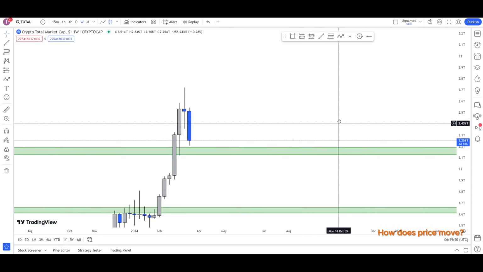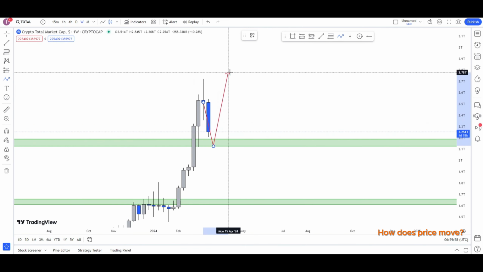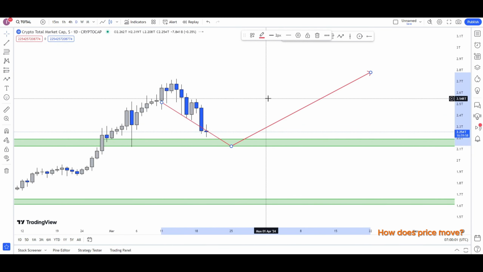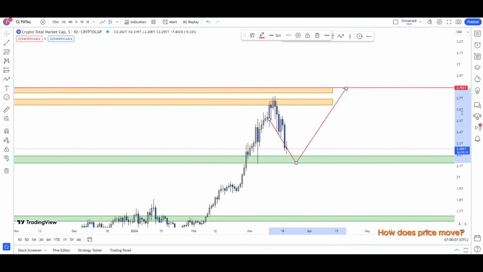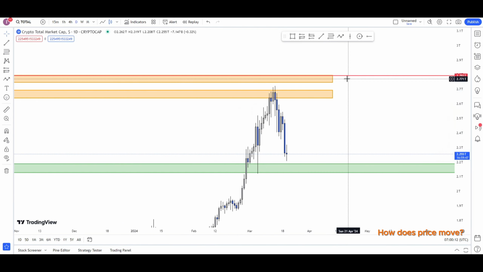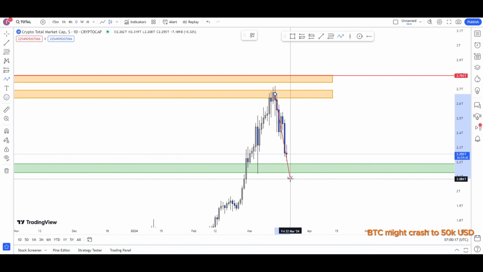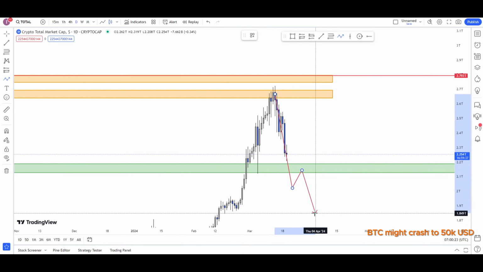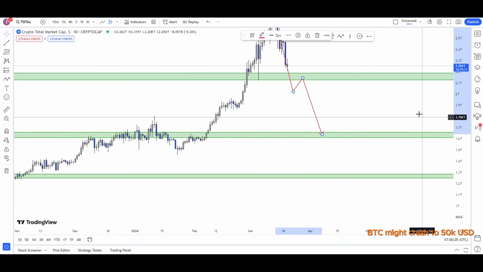If this weekly zone holds, we might see a last push, a last leg up to the upside, which is in confluence with my final target at $2.79 trillion. But, there's a but. If the price breaks in the weekly time frame, what do we see? We will see another drop towards 1.7 trillion.